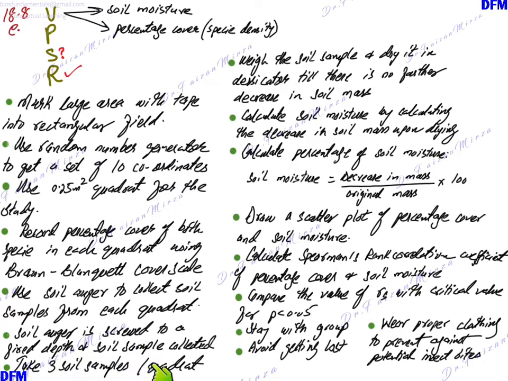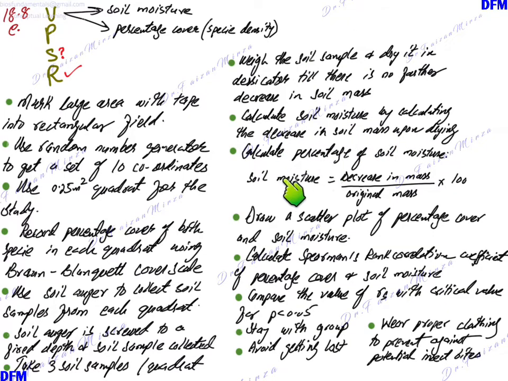We'll take 3 soil samples from each quadrat, and then we'll weigh the soil sample and dry it in a desiccator. A desiccator is like a microwave oven, though more sophisticated. A desiccator is used for dehydrating a sample. So we'll drive away all the water from the soil sample. We'll calculate the soil moisture by calculating the decrease in the soil mass upon drying.